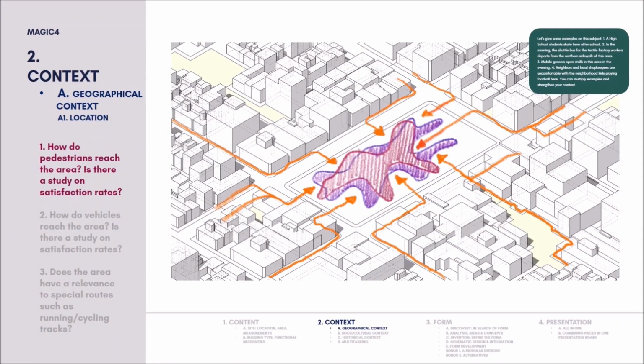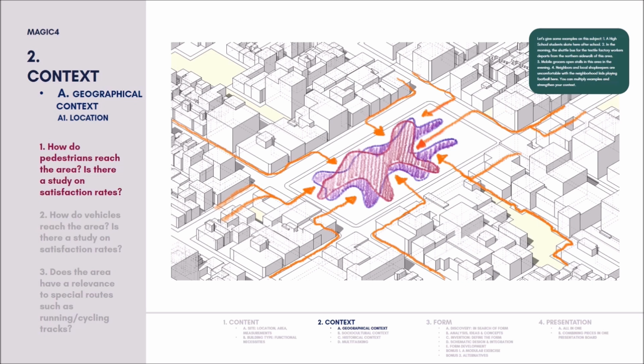A1. Location. Question 1. How do pedestrians reach the area? Is there a study on satisfaction rates? Let's give some examples on this subject. 1. High school students skate here after school.